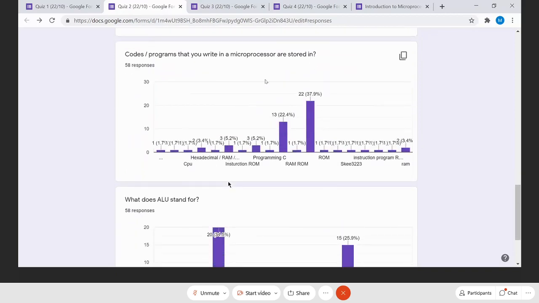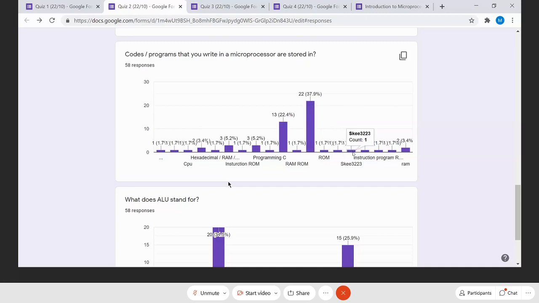The codes, the programs that you write in the microprocessor, are stored in what? This is very interesting. Stored in hexadecimal, data RAM. Data RAM is wrong. It's actually in ROM. No, address bus is just a bus that brings the value. But the program is stored in ROM. Only one got it correct at first. Okay, 22 here plus 1 here, 23. Good. Okay, 24.